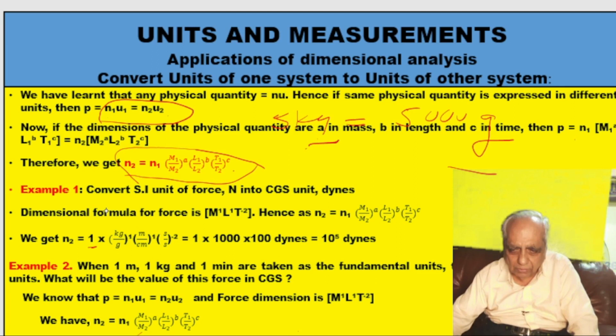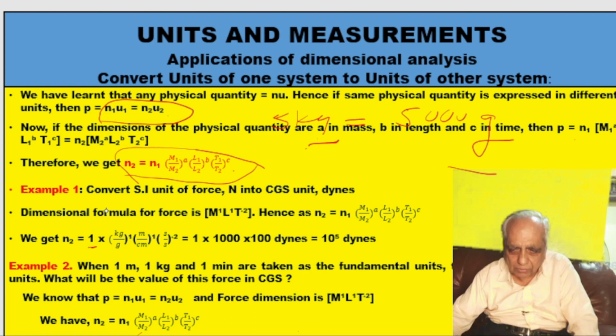He says convert the SI unit of force. Force in the SI system is Newton. So this I want to convert into CGS. The CGS unit you know is dyne. So you know the answer, 1 Newton is 10 raised to 5 dynes. Let us convert and try to see and know the method. So we will use this formula. N2 equal to N1 into M1 upon M2 raised to A, L1 upon L2 raised to B, T1 upon T2 raised to C. And the dimensions of force are M1, L1, T raised to minus 2.